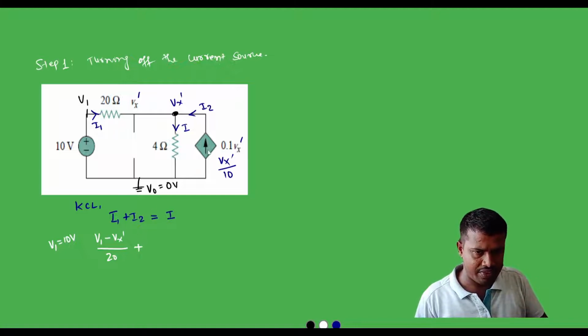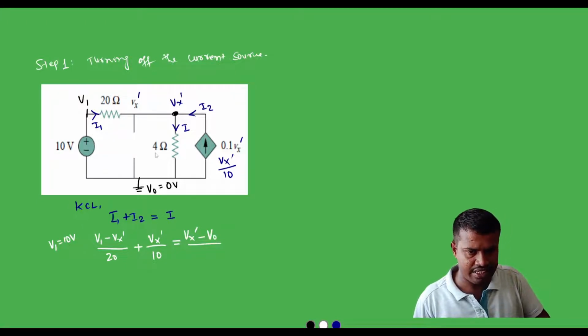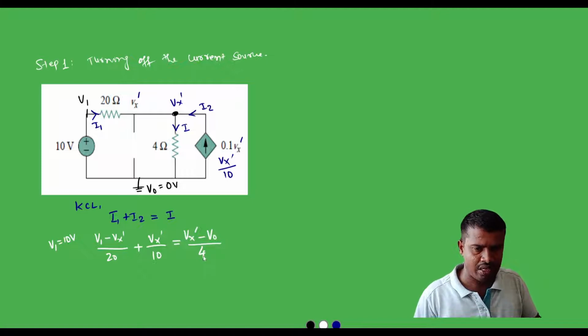I2 is the amount of current delivered by the dependent current source. So we can write I2 is equal to Vx prime divided by 10, which is equal to the amount of current flowing through the 4 ohm resistor. The potential difference is Vx prime minus V0. V0 is equal to 0 volt, so we can eliminate it in the next step. Vx prime minus V0 divided by the resistance value, which is 4 ohm.